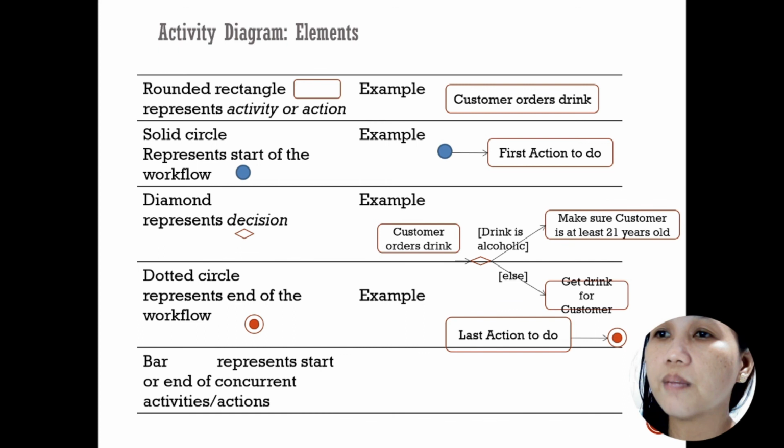And then we have the diamond, which represents a decision. It's like also in a flowchart. For example, the customer drinks, and if the drink is alcoholic, make sure the customer is at least 21 years old. And then the dotted circle represents the end of the workflow. That will be the last action to do.